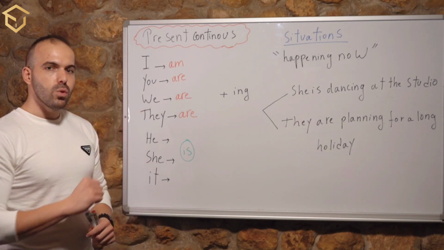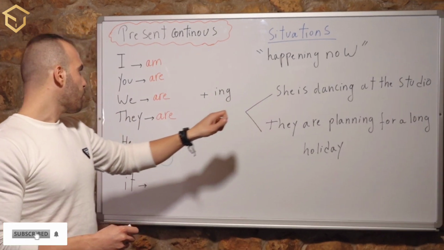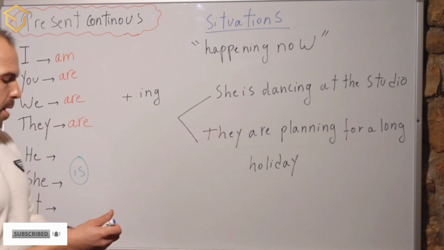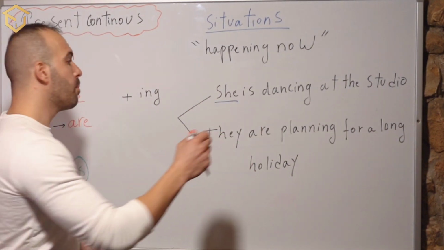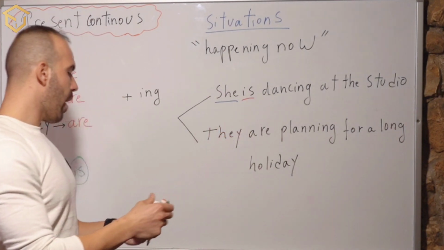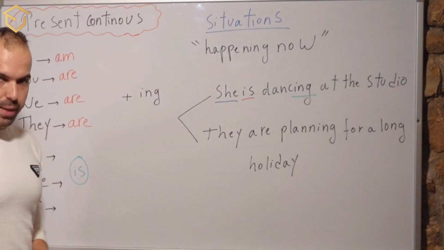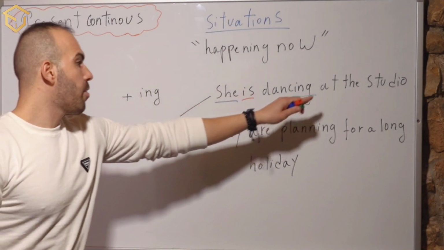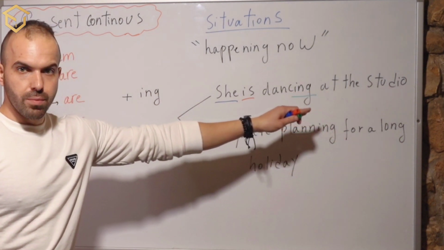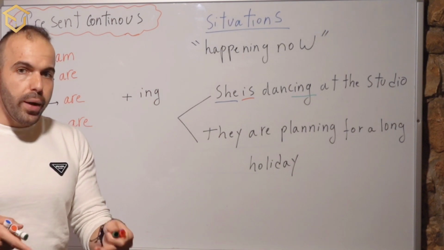Now, let's just move to some examples. As you can see in this sentence here, we have the subject pronoun she, we have the auxiliary verb is, and we have the verb in ing. That's how we use the present continuous. She is dancing at the studio. So she is dancing at the studio. That means she's doing this right now.